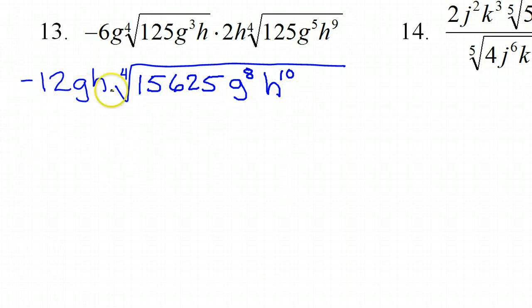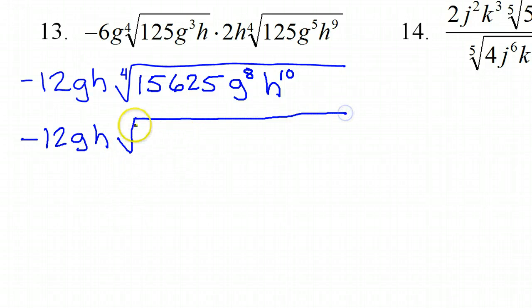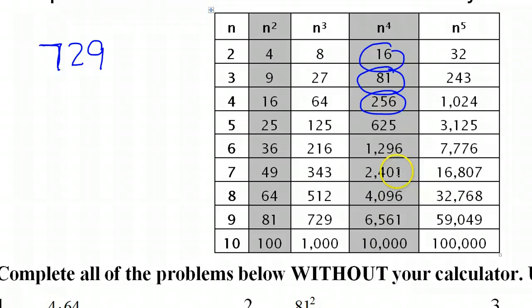Let's break it down. So the part in the front, that's just going to stay there. So bringing that down, negative 12GH fourth root. Okay, fourth root. So let's see if 15,625 is on the list. No, it's not.